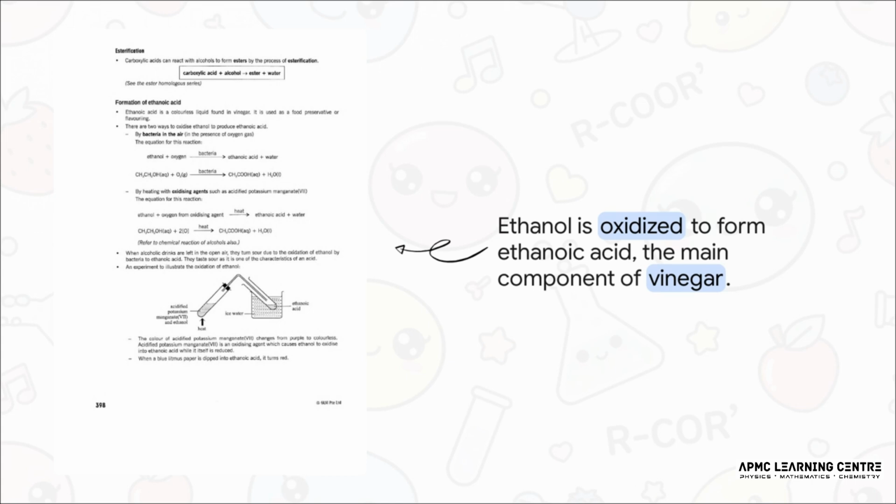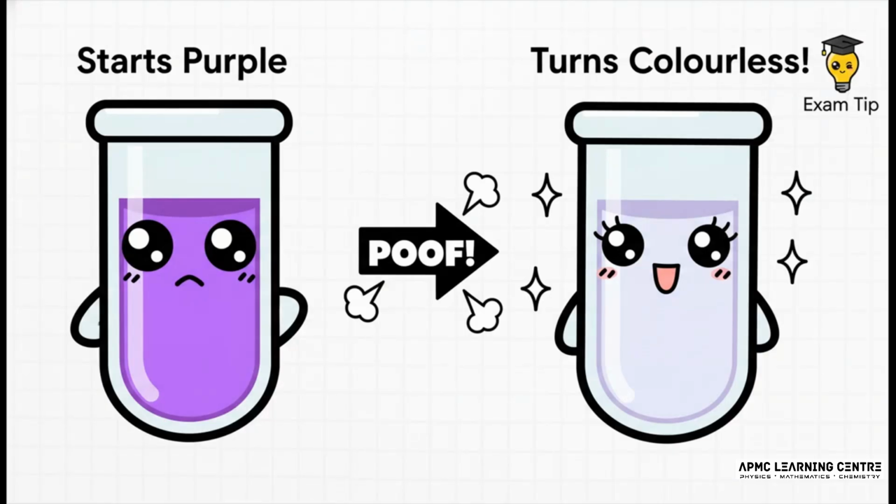This diagram here just shows you how you would do this on purpose in a lab, by heating the ethanol with something called an oxidizing agent. Okay, listen up, because this is a huge exam tip. If you use a specific oxidizing agent, acidified potassium manganate 7, you get this amazing, really obvious color change. It starts out bright purple, and by the end of the reaction, it turns completely colorless. If an exam question asks you what you would observe, this is the golden ticket answer: purple to colorless.